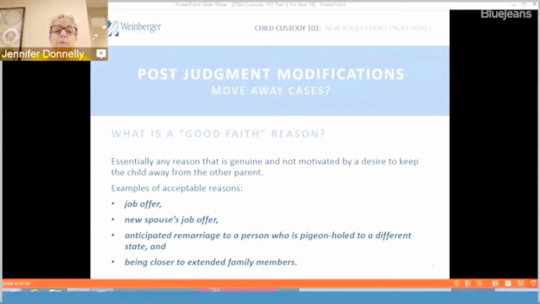What is a good faith reason for the move? Well, really any reason that's genuine and not motivated, again, by the desire to keep your child away from the other parent. So examples: a job offer, a new spouse's job offer, perhaps an anticipated remarriage to a person who is really tied to a different community or state, or being closer to extended family members. Perhaps your child's other parent isn't from New Jersey, and now that you two are separated, he or she wants to go back to wherever it was that they came from in order to be closer to their extended family members.